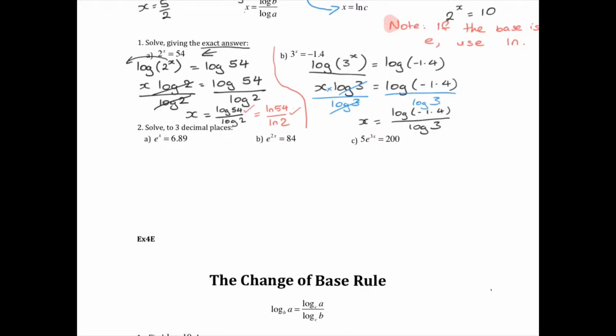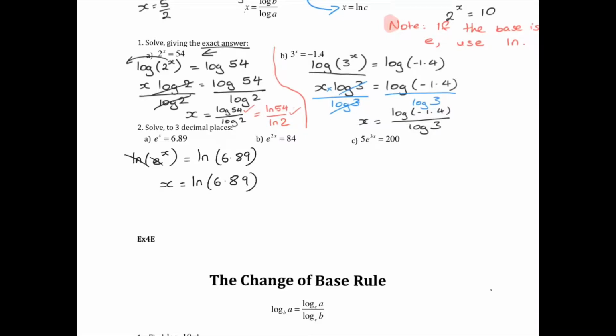Now, question 2, I want to solve to 3 decimal places. Now, look at that. We've got a base of e. So what are we going to use? We are going to use ln. So let's take ln of both sides. So it becomes ln e to the x equals ln 6.89. Oh, look, ln and e cancel. So I just get x is ln of 6.89.